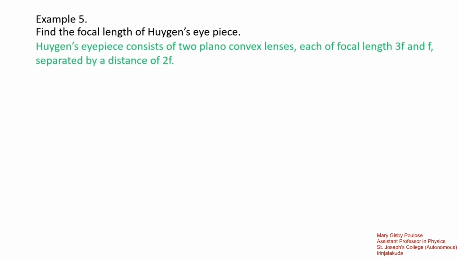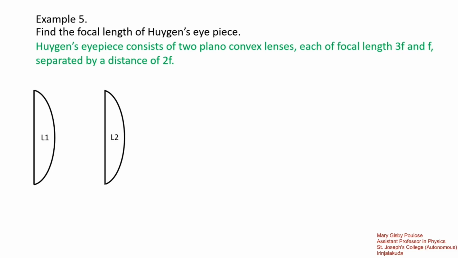The next problem is similar to the earlier one. Here you have to find the focal length of the Huygens eyepiece. Now, a Huygens eyepiece is of two plano-convex lenses again, but they have focal lengths of 3f and f. So the two lenses have different focal lengths. One has a focal length of 3f and the other has a focal length of f. And they are separated by a distance of 2f.